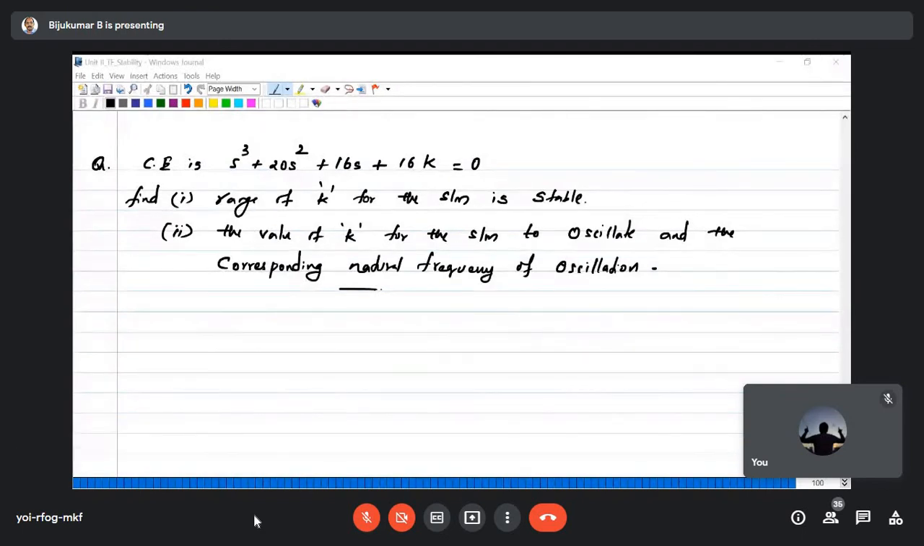Who is 40? Sir. What's your name? Kasi, sir. Kasi. You are from which place? I am from AP, sir. AP. Right. So, please tell me at what value of K the system oscillates.